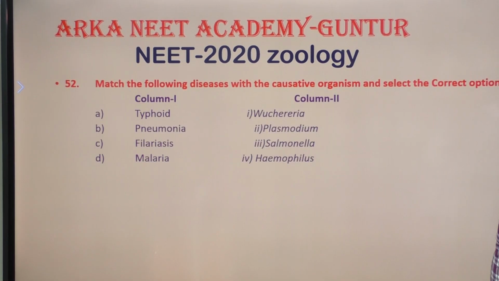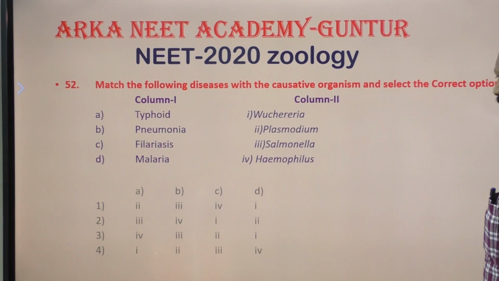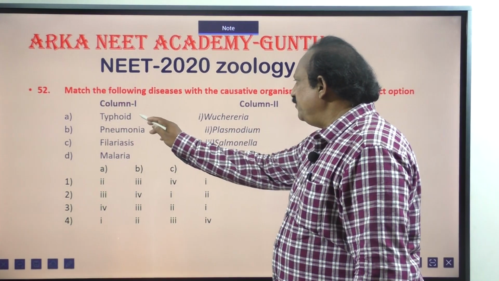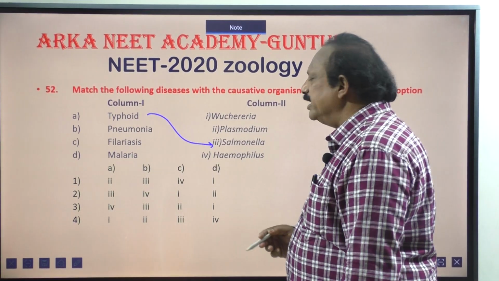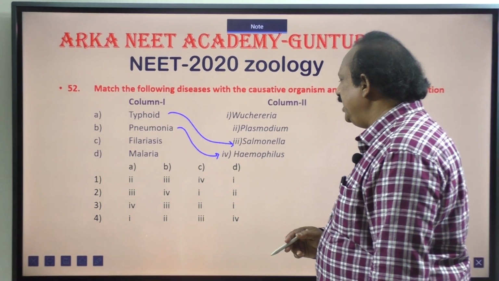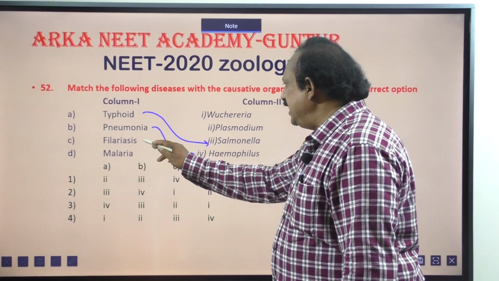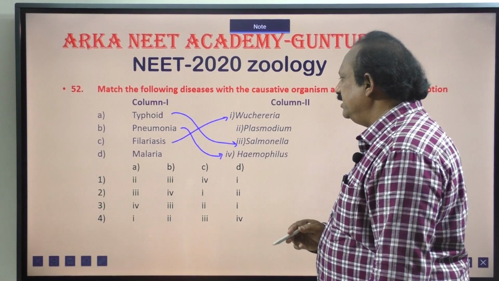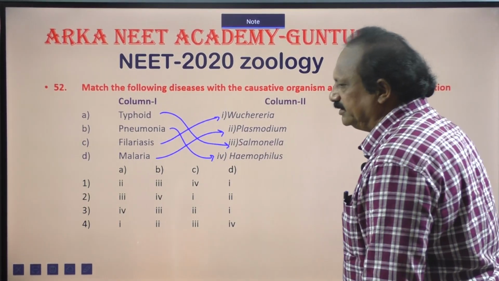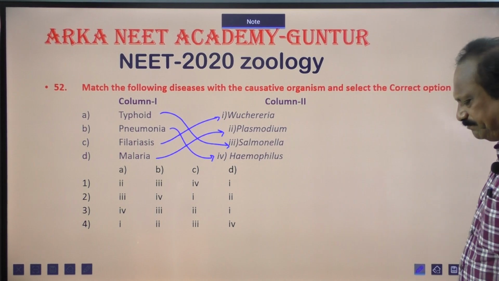Now look at this one. Here again the matching. The typhoid is caused by Salmonella typhi. Pneumonia is caused by Haemophilus. Filaria is caused by Wuchereria. Malaria is caused by Plasmodium. This is the correct matching.